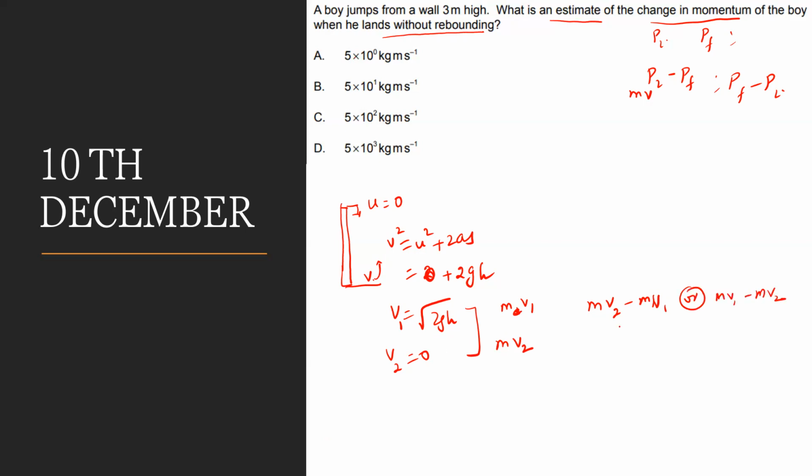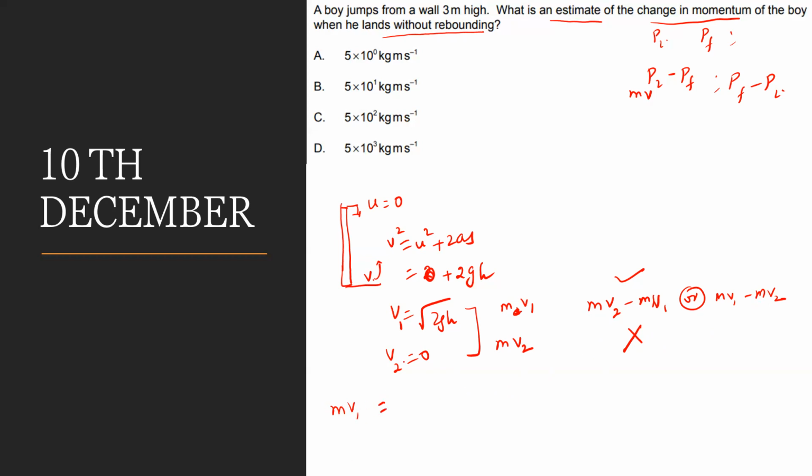Now look at the answers here. When I do this method, I get MV2 minus MV1 would be equal to 0 minus root 2gh, which would be negative. So I'm not going to use this. I need to go only with this method. So let us calculate MV1 minus MV2. MV2 is 0, so I just need to get the value of MV1.